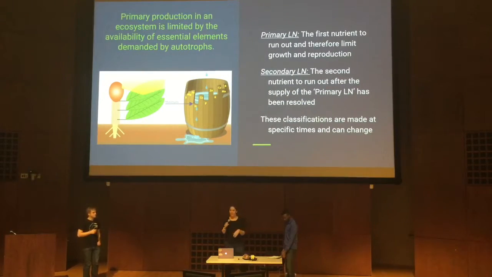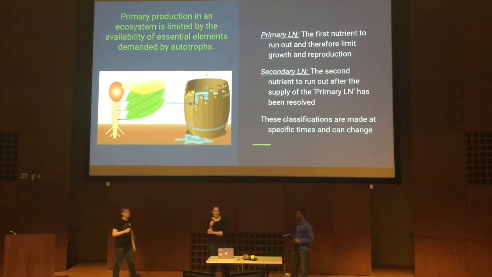So now we're going to hop into actually talking about limiting nutrients. The first concept that I'm going to cover is the basic difference between primary and secondary, which I know you're all very familiar with. Primary is the nutrient that runs out first, which, as you can see in Liebig's barrel, is the shortest plank, and therefore the barrel can only be as full as the shortest plank, which represents the growth of the organism. And the secondary is the second nutrient to run out after the first one has been refilled.